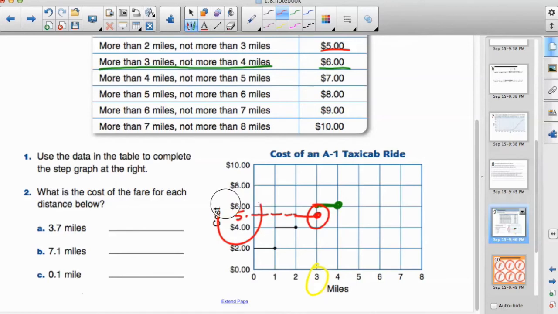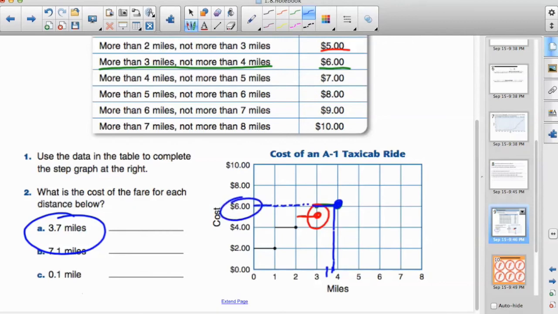Let's go ahead and take a look at a couple other examples. For instance, what would it cost to go 3 7/10 of a mile? Well, if we were going 3 7/10 of a mile, we would want to go just past 3.5, maybe to 3 7/10, and we would go up and ask, what's the cost going to be? Well, it runs right into this step on our graph, which correlates with that $6 charge along the vertical axis. So it's going to cost us $6.